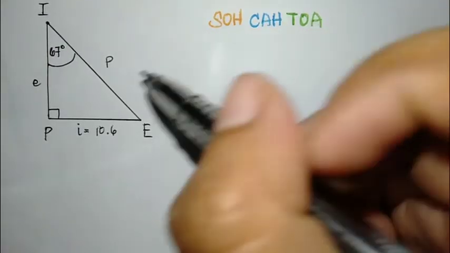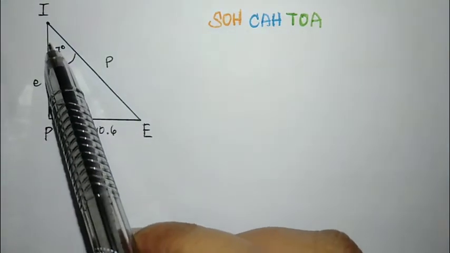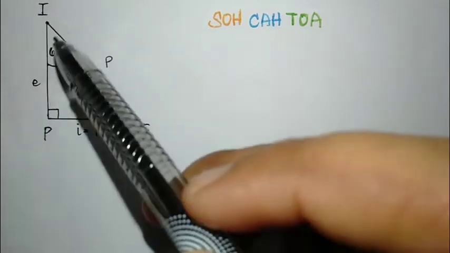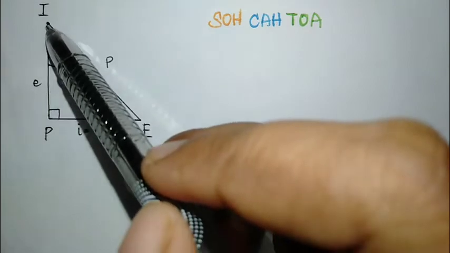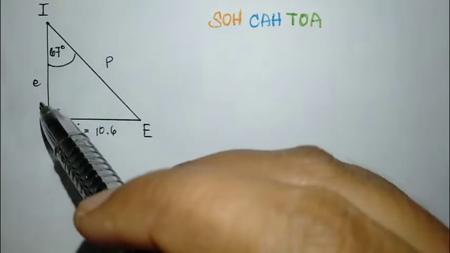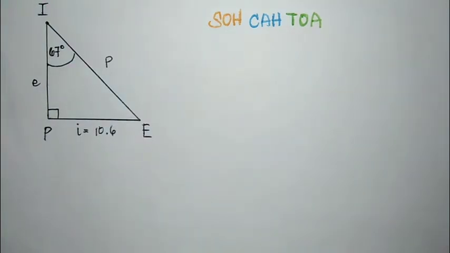We're going to find side E. Our angle theta is angle I, and side E is beside angle I. Therefore, side E is adjacent to angle I. Tama? Adjacent. And then, meron na tayong A.